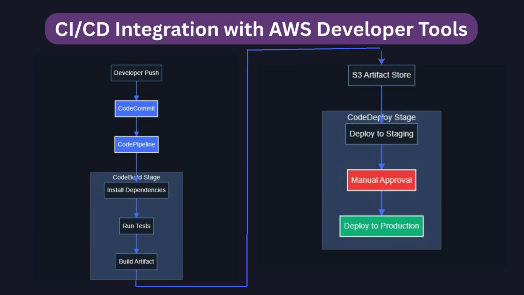CI/CD integration with AWS Developer Tools. CodeCommit integrates directly with CodePipeline as a source stage. When code is pushed to a branch, CodePipeline detects the change and starts the pipeline automatically. CodeBuild runs tests and builds artifacts, which are stored in Amazon S3. CodeDeploy manages deployments to services such as EC2, Lambda, or ECS. A manual approval stage can be added before production deployment. This setup enables a complete CI/CD pipeline entirely within AWS.